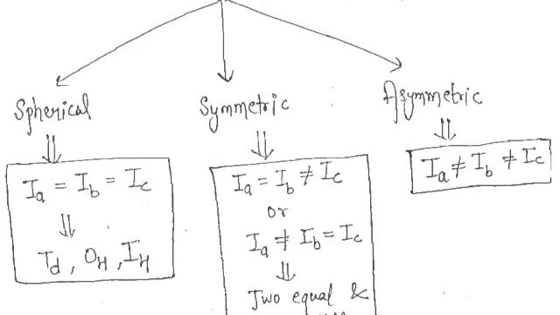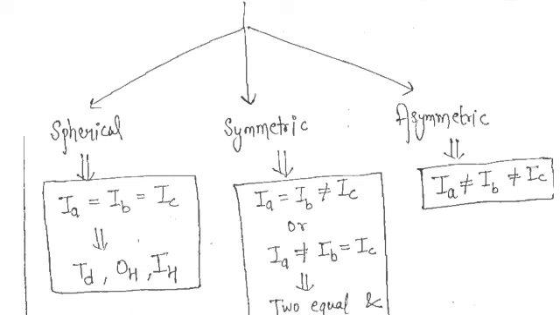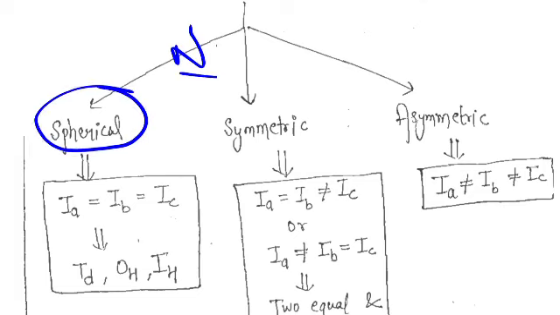Now, here I have classified the non-linear rotor into three subclasses or subtypes. The first one is the spherical, the second one is the symmetric, and the third one is the asymmetric.